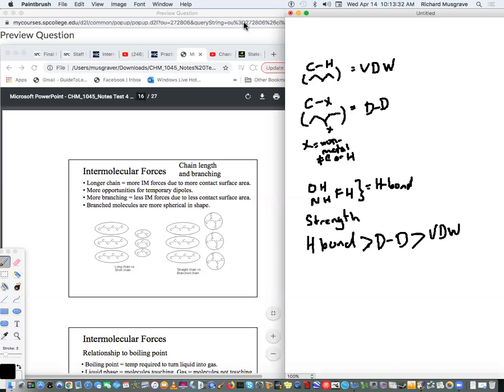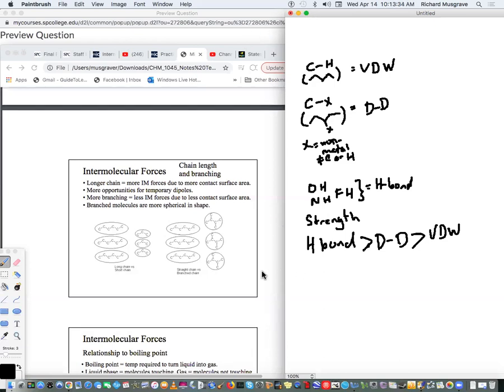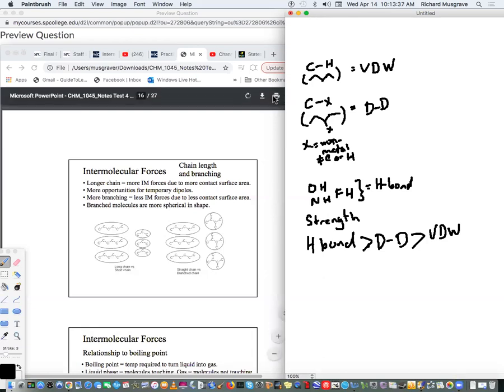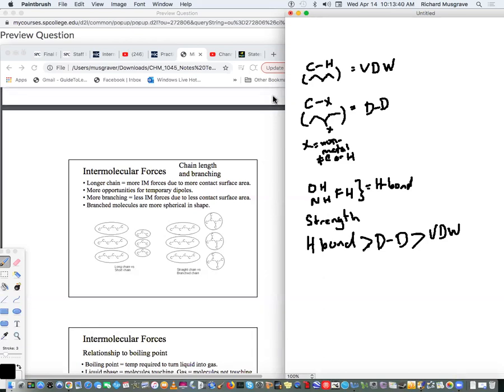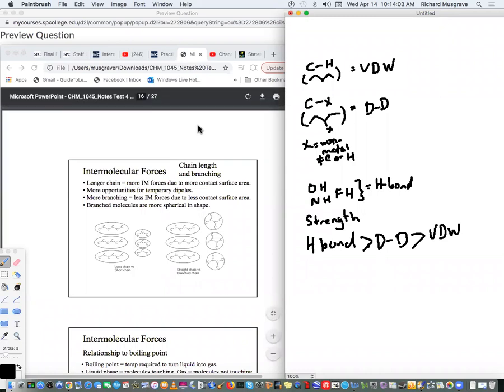All right, let's see how people feel just about chain length and branching. Okay, chain length and branching. That's all I want you to focus on right now. 5, 4, 3, 2, 1, 0. Okay. That's kind of what I expected. Does anybody have any questions about chain length and branching at this point? Okay.